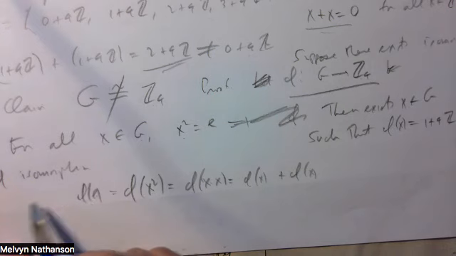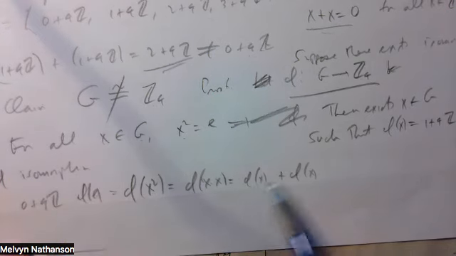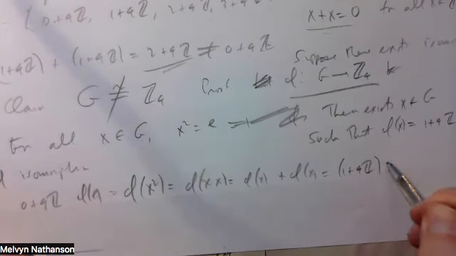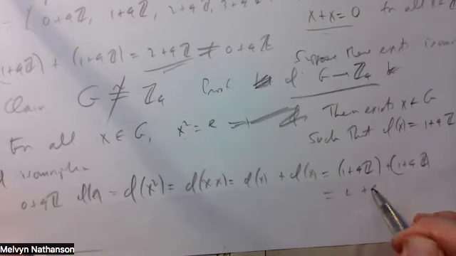Phi of the identity has to be 0 plus 4Z. But phi of x is 1 plus 4Z. So this is 1 plus 4Z plus 1 plus 4Z. And that's 2 plus 4Z. And 2 is not 0. So I have a contradiction, right?